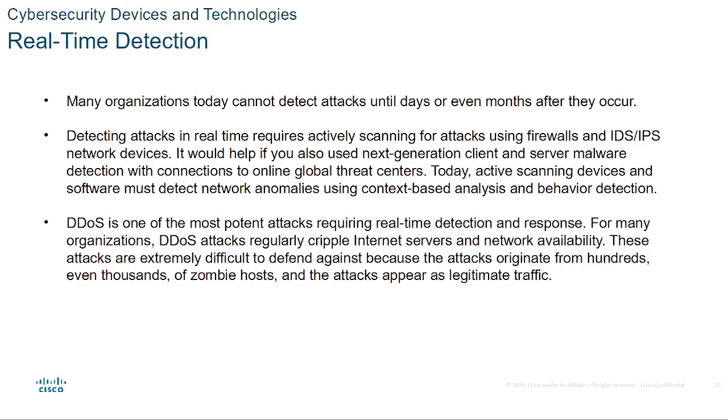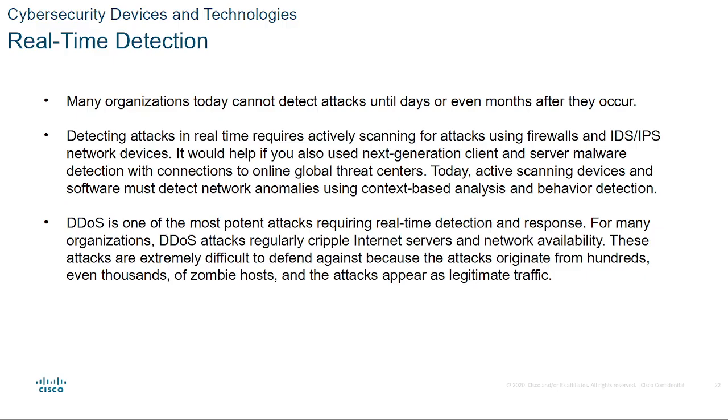Detecting attacks in real time requires actively scanning for attacks using firewalls, intrusion prevention systems, and intrusion detection system network devices. It will help if you also use next generation client and server malware detection and connection to online global threat centers. Today, active scanning devices and software must detect network anomalies using context-based analysis and behavior detection.